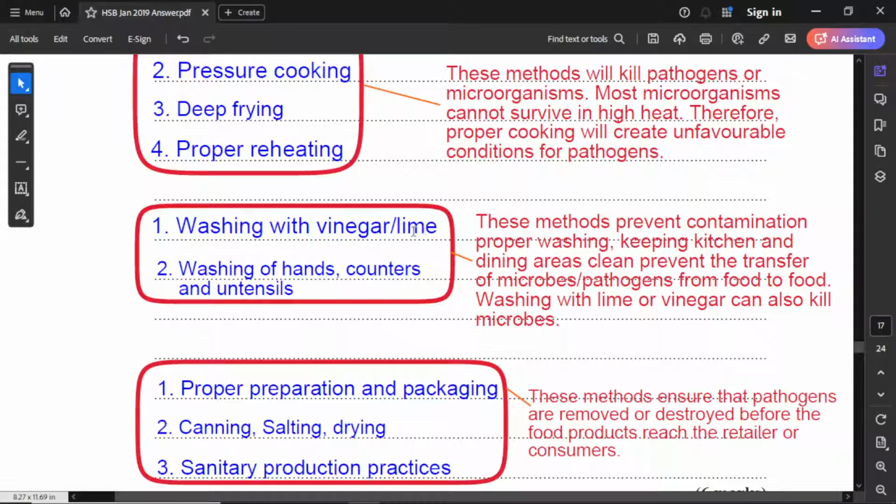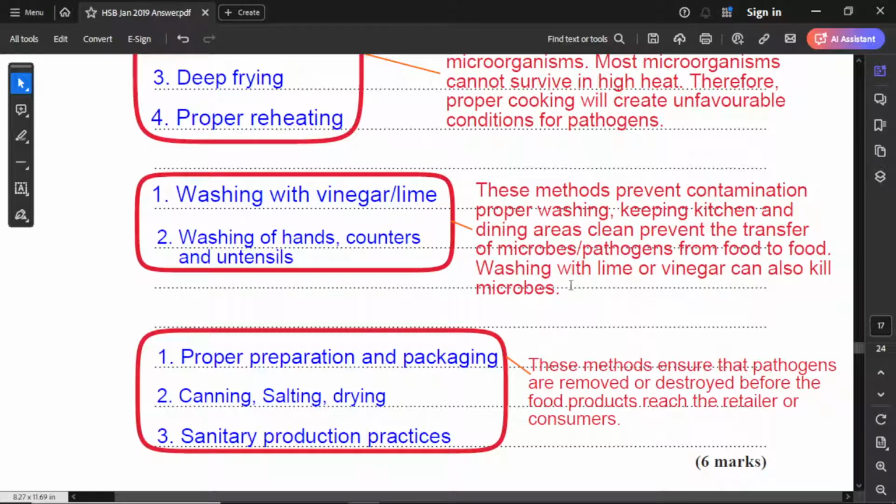You may want to remove the pathogens from them by using some harsh washing of meat, especially washing the vegetables. Very important. So washing is important. Washing the vegetables, because vegetables can also contain pathogens, because bacteria can be everywhere and anywhere. Protozoa could be anywhere, so you have to be careful. All right, and of course, these methods prevent contamination with proper washing, and of course, keep the kitchen clean, the dining areas clean as well, and that will prevent the transfer of microbes from food to food.